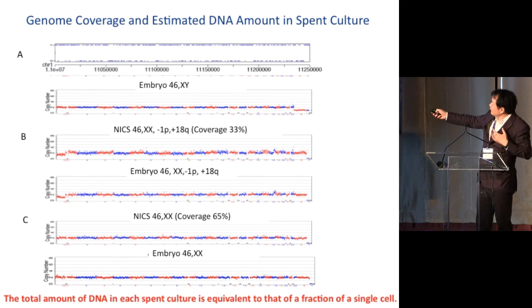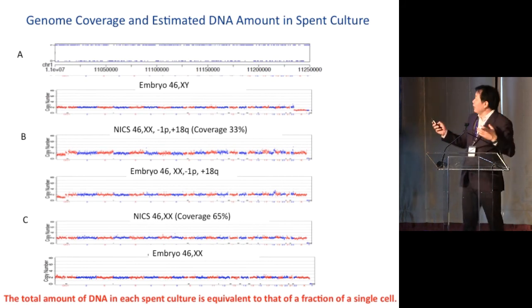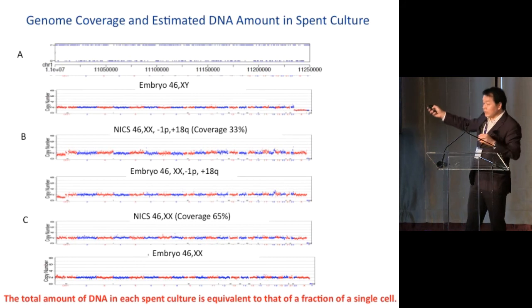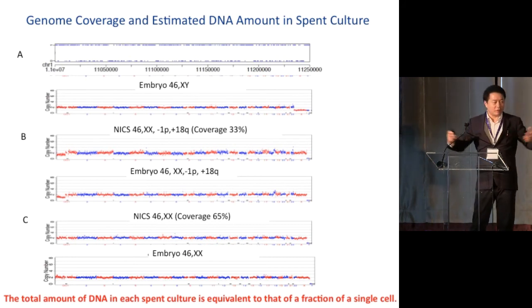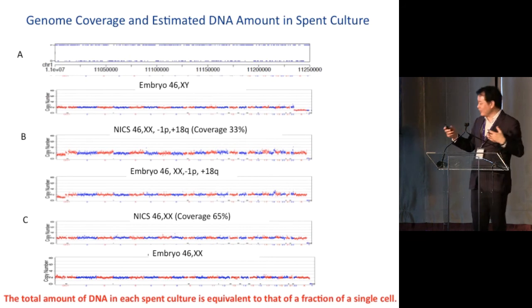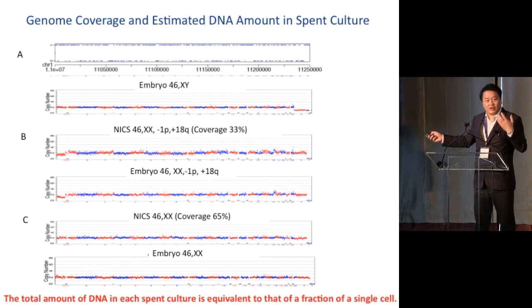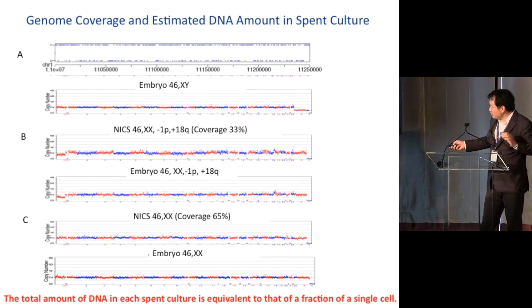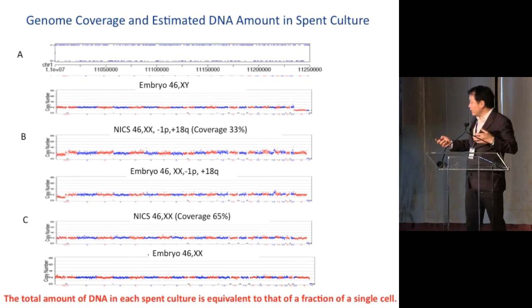So that was 24%. You zoom into this part, then you do see you're missing a lot of fragments. So even though we're missing, say, a good 70%, this CNV plot is still flat. So we're losing everywhere. We're losing them uniformly, okay? So that's still good. That would still allow us to determine whether the embryo has aneuploidy or not. So based on this, we estimate the total amount of DNA in each spent culture is equivalent to that of a fraction of a single cell.